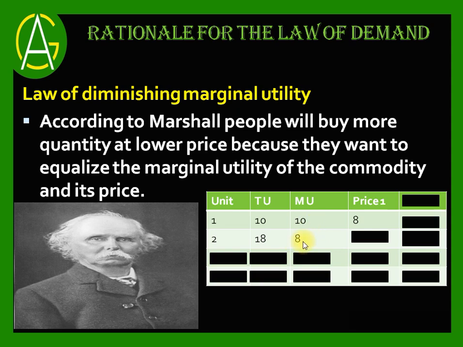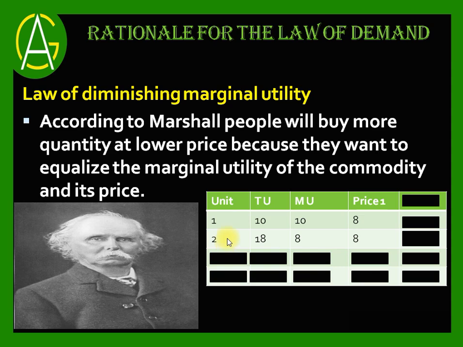So here a person has spent 8 rupees and he gets satisfaction worth 8. So he is in no benefit, no loss. He should stop purchasing at this particular point, because at this point marginal utility and price are equal according to Marshall. So according to Marshall, this person will purchase 2 units of this product.